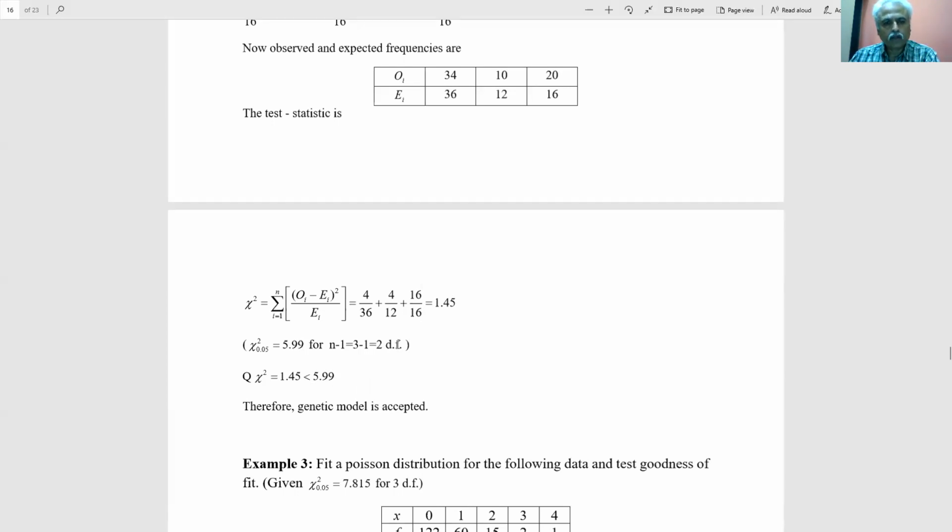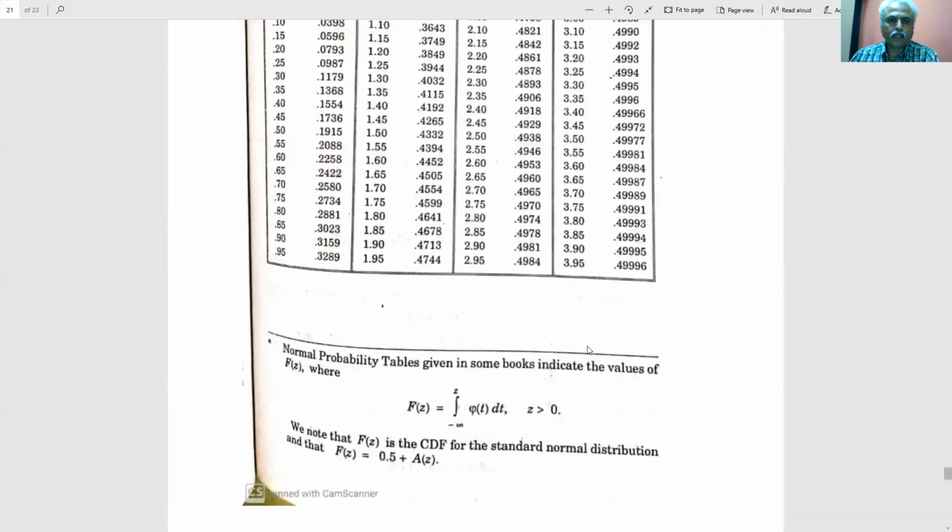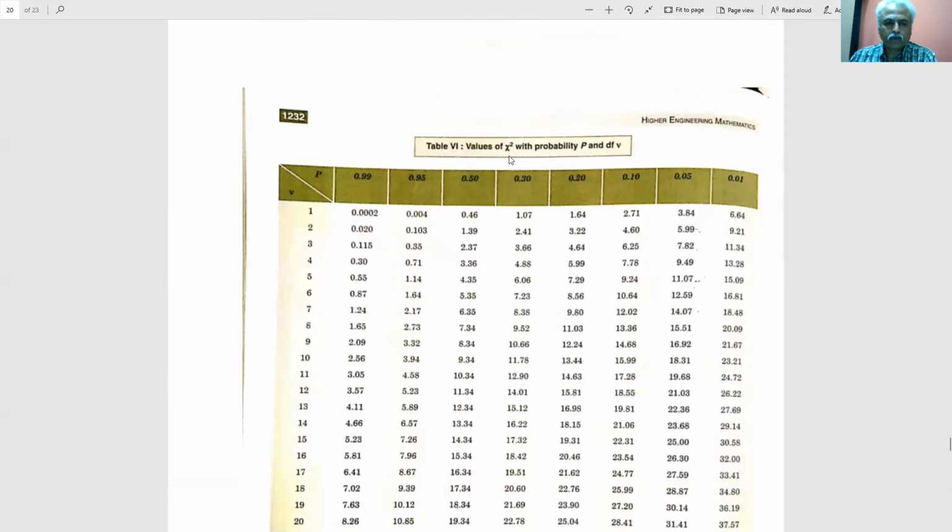Now it remains to show how this 5.99 has come. So let us take this table of chi-square distribution. This is the chi-square distribution table. We have got 2 degrees of freedom, for 95% confidence limit, which is 0.05 level of significance, you have to take 5.99. Remember this, 5.99. So 95% means 1 minus 0.95 is 0.05, like that you have to take. 99% means 1 minus 0.99 is 0.01 level of significance. So 0.05 level of significance is equivalent to 95% confidence.